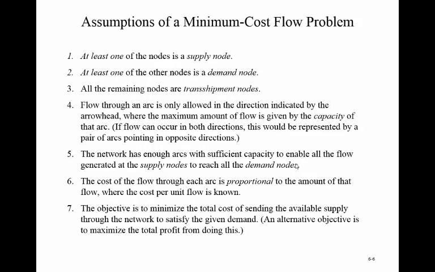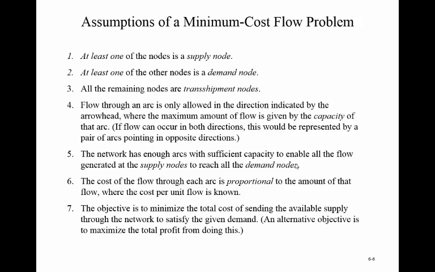So again, anytime we have this minimum cost flow problem, at least one node must be a supply node or there's no ability to put products into the network. And in this example, we actually have two supply nodes. Another rule is that at least one of the nodes in the network has to be a demand node. In this case, we have two demand nodes represented by the warehouses. And if you're not a supply node and you're not a demand node, then you are a transshipment node, basically.